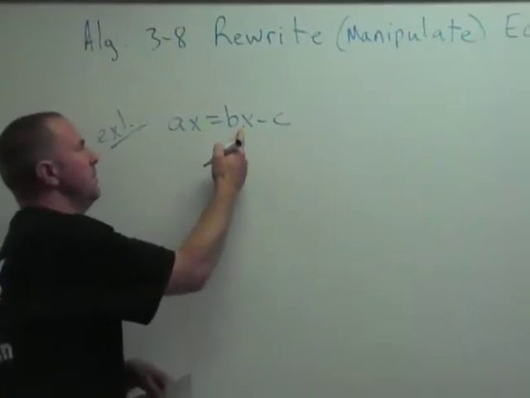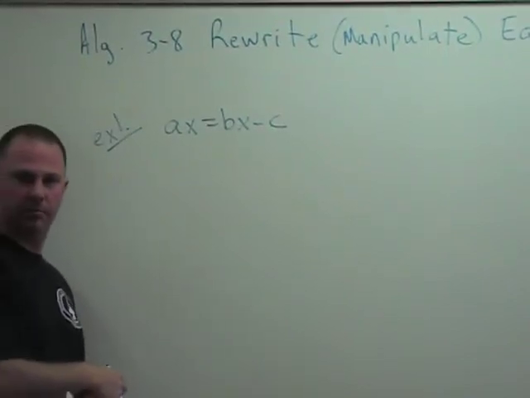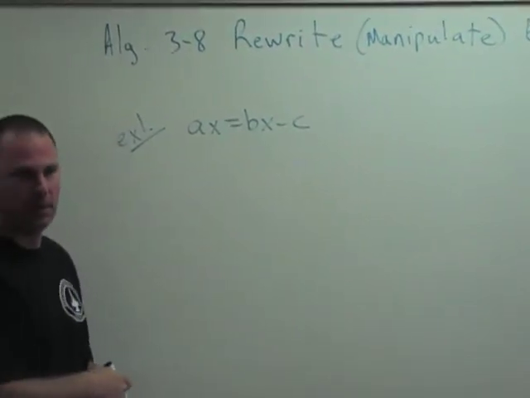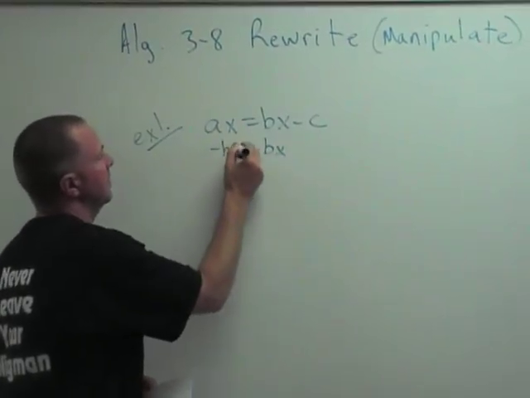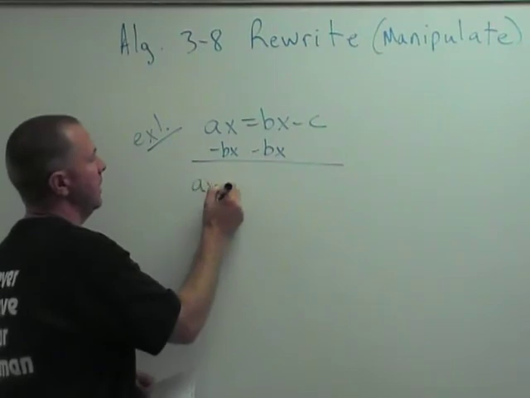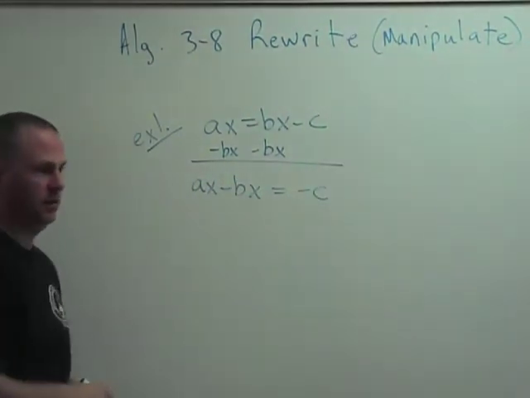So I'm going to move this BX over to the left side. How do I move a term across the equal sign? Nate? In this case, we're going to subtract. I'm going to subtract it. It's a positive BX, so I'm going to subtract BX. So now I have an AX minus a BX equals a negative C.